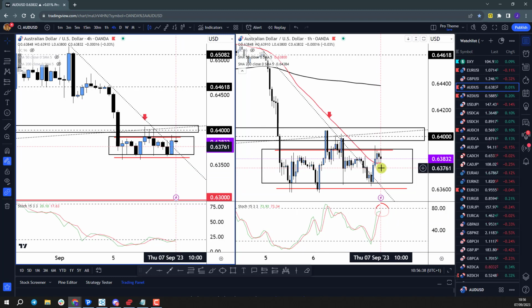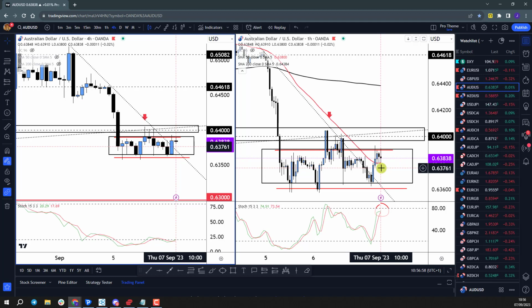Subsequently, matched with the hourly time frame, we can see that the stochastic is still below 80 at this current moment in time. At one point on this candlestick, it did reach above 80. Now you can see K is around 74.40 and D is 73.50.